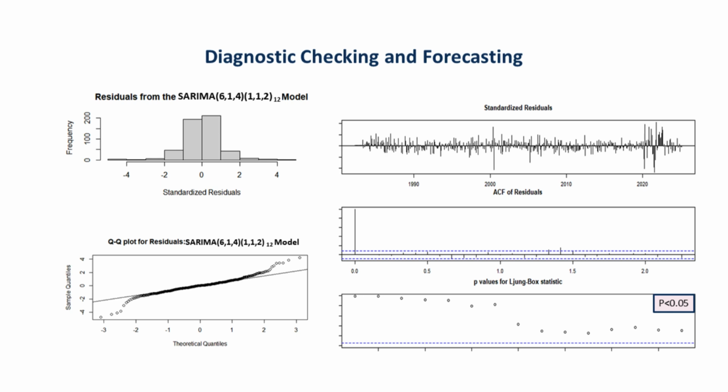The ACF plot doesn't have seasonal lags outside the limit. The Ljung-Box plot suggests that there is still autocorrelation left in the residuals. However, all the points are outside the limit. Therefore, we use this model to forecast our data.